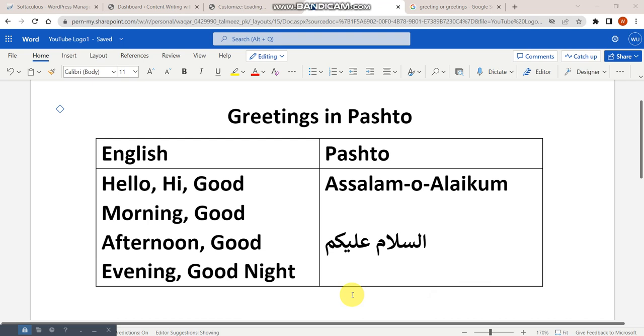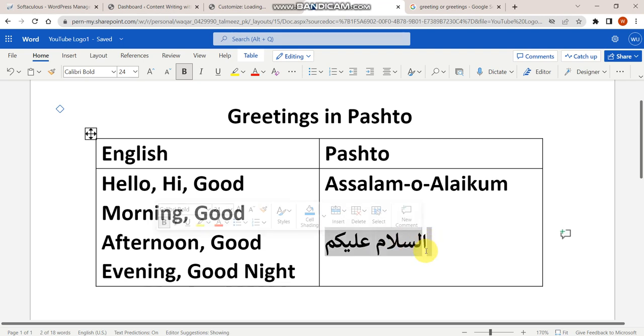So if you are from English language and Pashto is not your native language and you want to greet someone who is speaking Pashto, so it is very easy. And in contrast to English, Pashto has universal greetings that is called Assalam-o-Alaikum. In English, it is written as Assalam-o-Alaikum, and in Pashto, Urdu, and Arabic, it is written as shown over here, Assalamu-Alaikum.